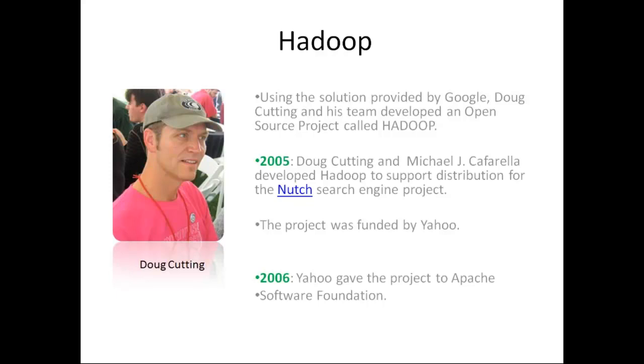Doug Cutting and his team developed this Hadoop project. Why the name Hadoop? When he was developing the project, his son was playing with a yellow toy elephant, that icon you can see everywhere with Hadoop, right? His son named it Hadoop, and he found it relevant to his project and named it Hadoop. The project was funded by Yahoo and was given to the Apache Software Foundation to make it open source. Generally, all the open source software is from Apache only, right? So this project was given to Apache in 2006. Okay, so this was the history of Hadoop.